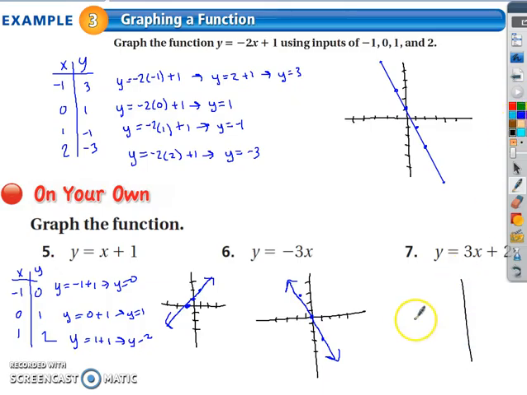And lastly, you'll have a point at 0, 2, and then if we count from there, you should have a point at 1, 5, and you should have a point at negative 1, negative 1. So your line should look something like this.